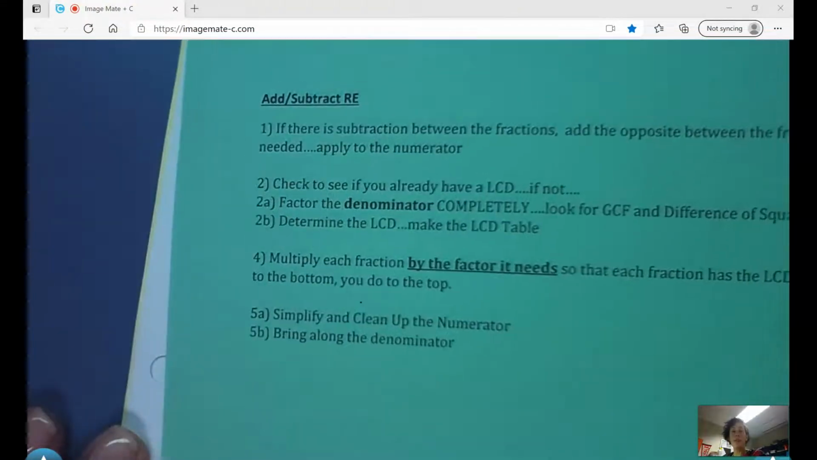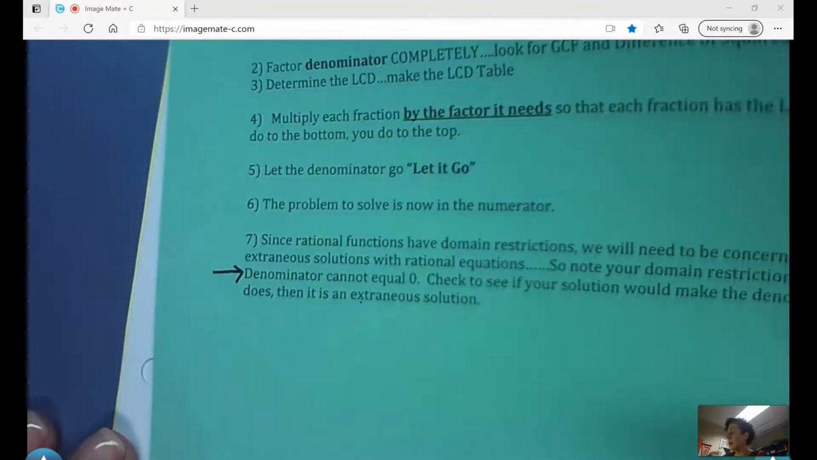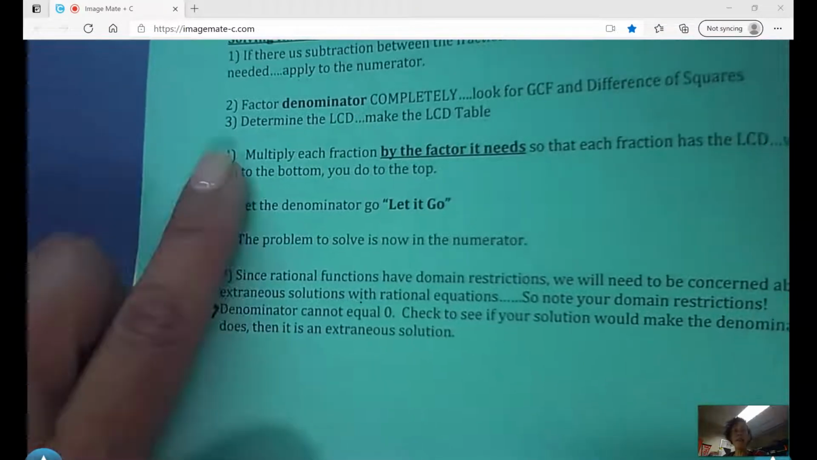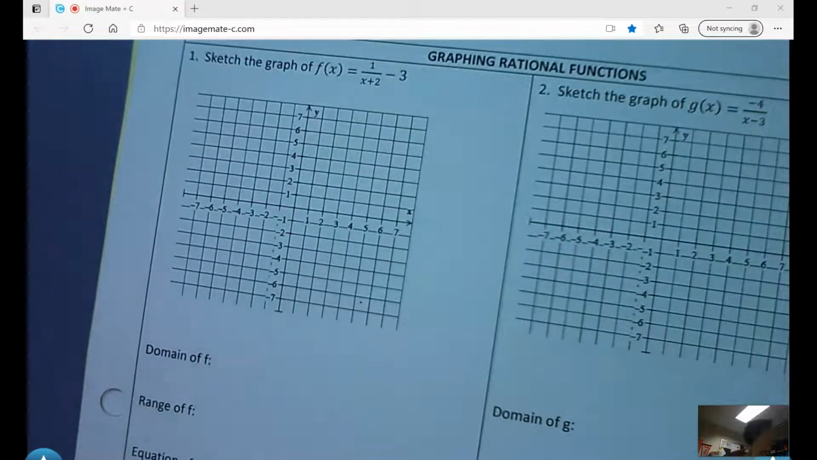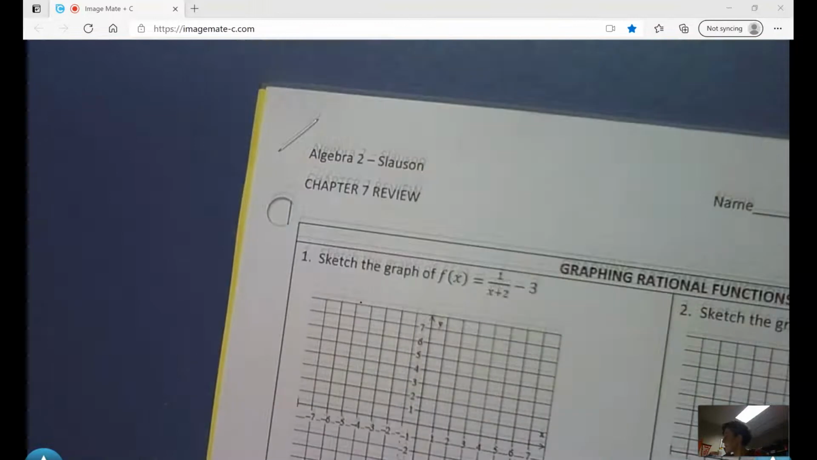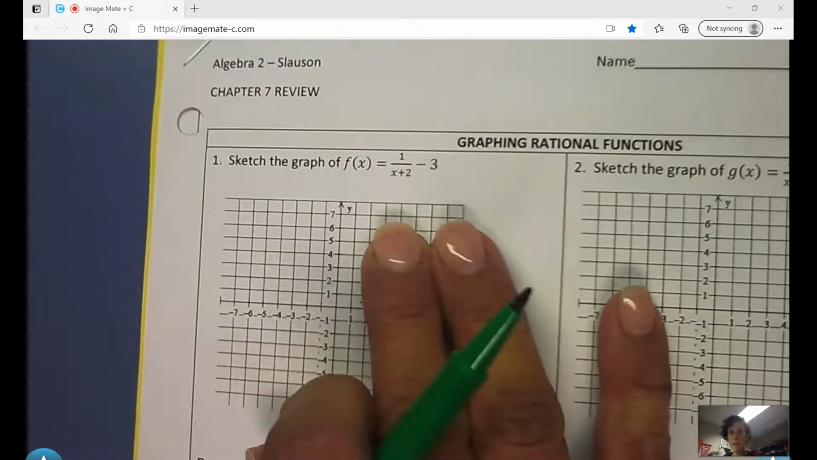And then on the back, you're going to see similar directions between adding, subtracting, and solving, except that in the solving, we will eventually let the denominators go. So having that in front of me, we're going to get started. So the first thing we're going to do is sketch a graph of this function.